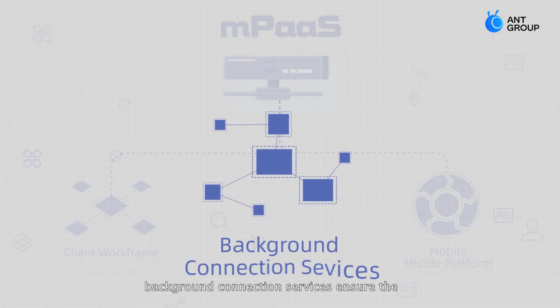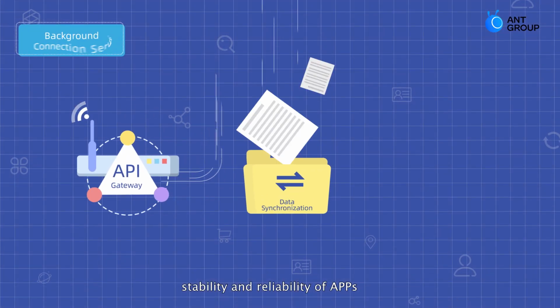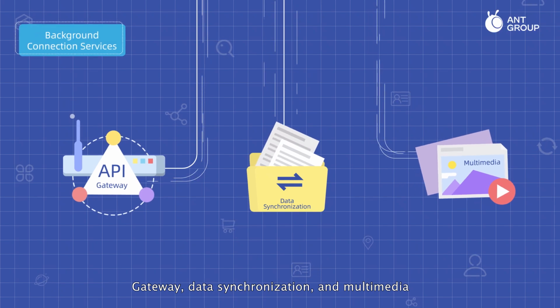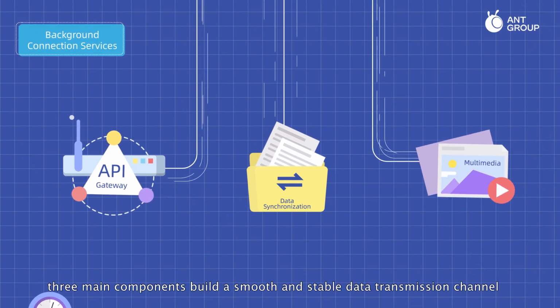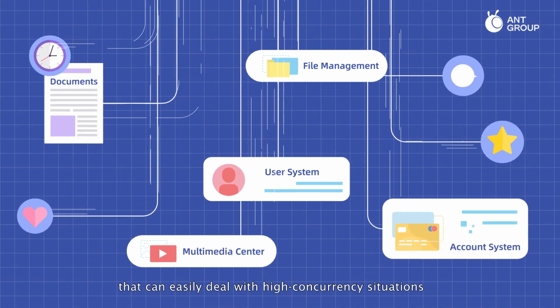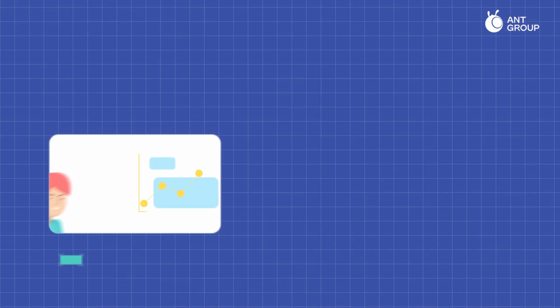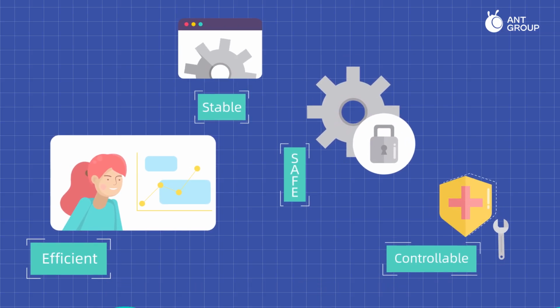Finally, background connection services ensure the stability and reliability of apps. Gateway, data synchronization, and multimedia, 3 main components build a smooth and stable data transmission channel that can easily deal with high concurrency situations in various business scenarios, making business efficient, stable, safe, and controllable.